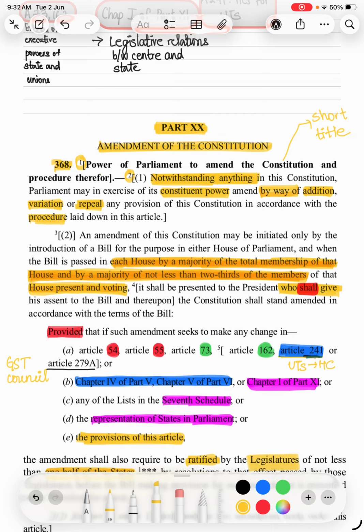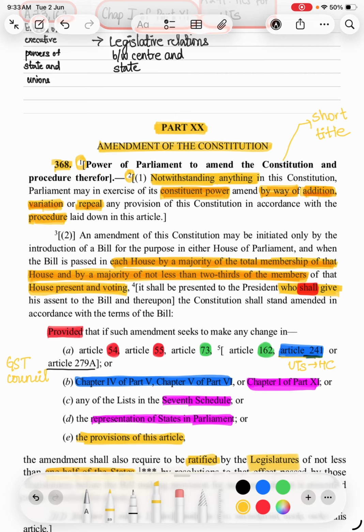Whatever is written in this constitution, irrespective of that, this article is more powerful, and Parliament may exercise its constituent power to amend by way of addition, variation, or repeal any provision of this constitution in accordance with the procedure laid down in this article. In this article only the procedure is also provided, and the parliament should follow that procedure. Addition means adding something new, variation means changing what is already there, and repeal means removing some provisions from the constitution.